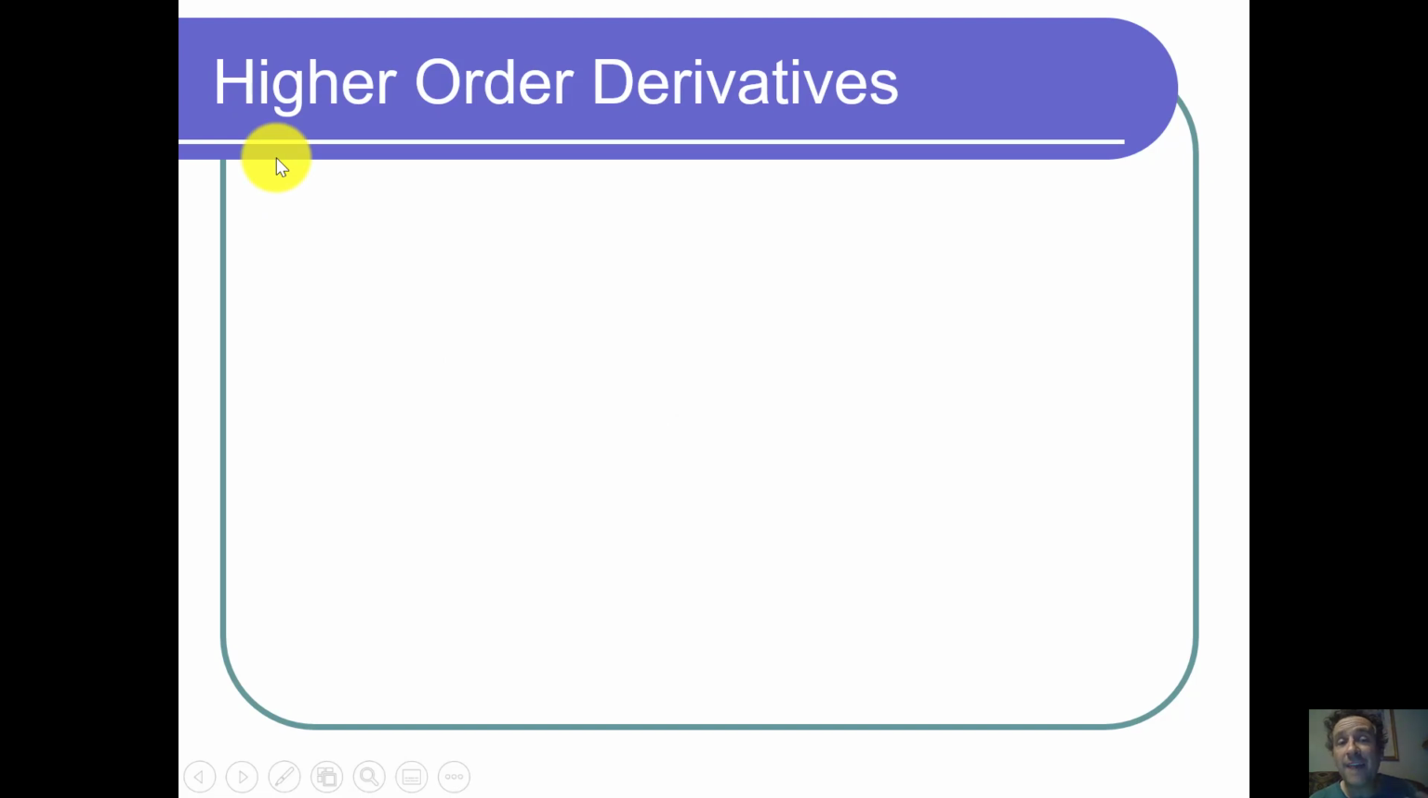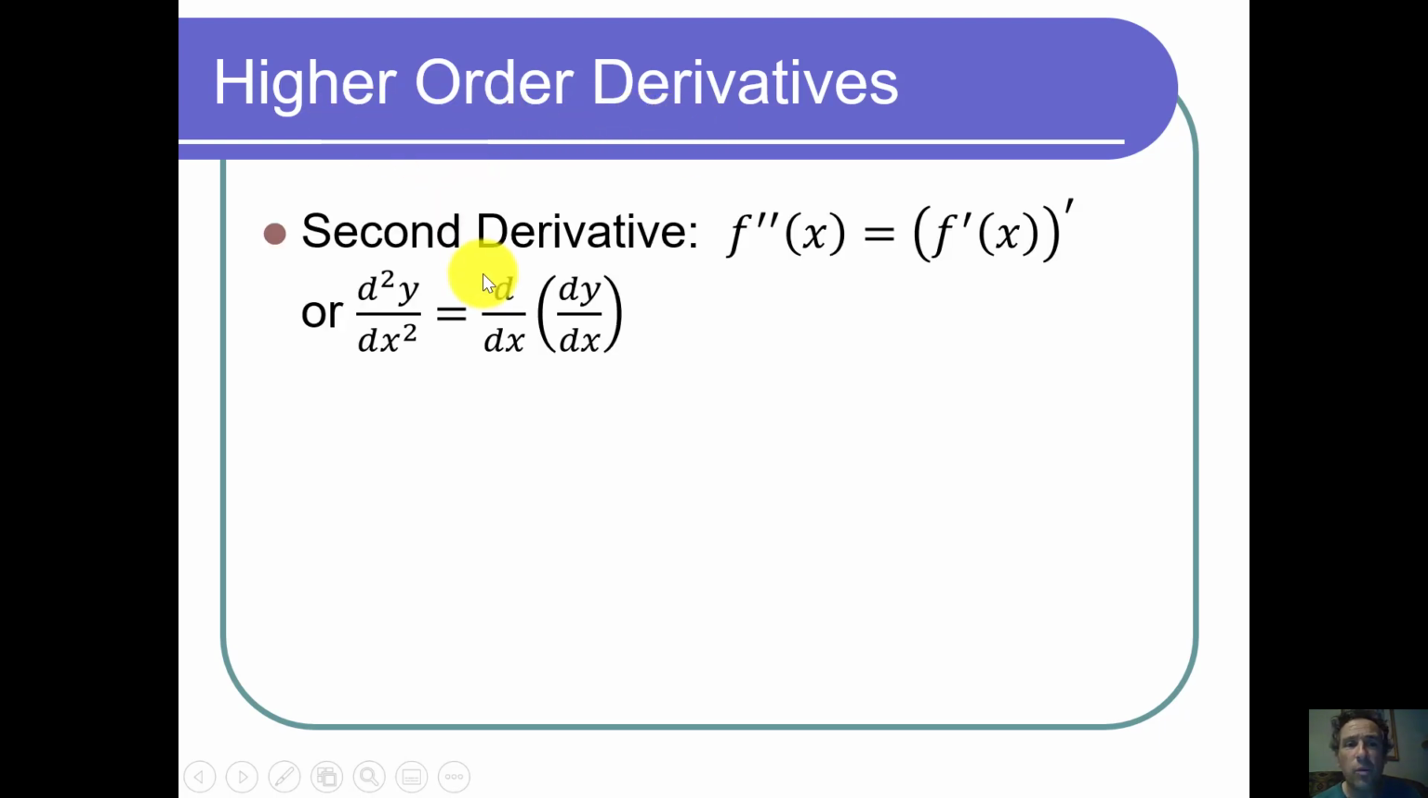The final thing we have today is to talk about higher order derivatives. So what that means is, what is the second derivative? We define the second derivative, and we write down f double prime of x, as the derivative of the derivative. So it is f prime of x all primed. Okay, in Leibniz notation, we can write that as d squared y over dx squared, being equal to d over dx of dy dx.